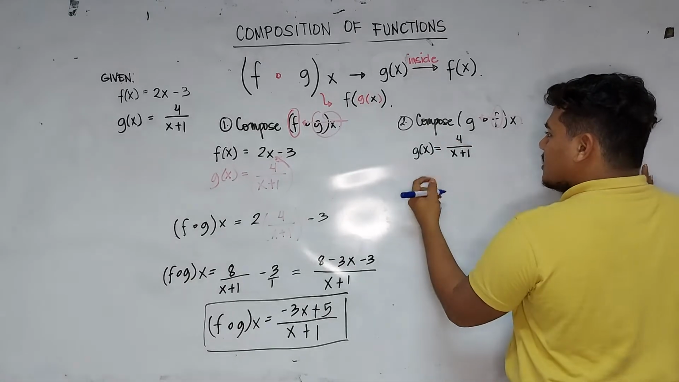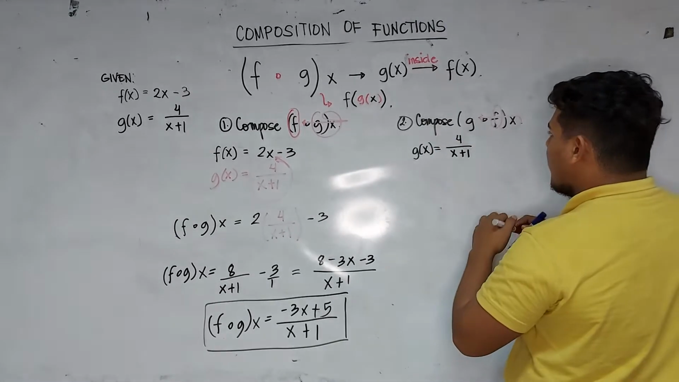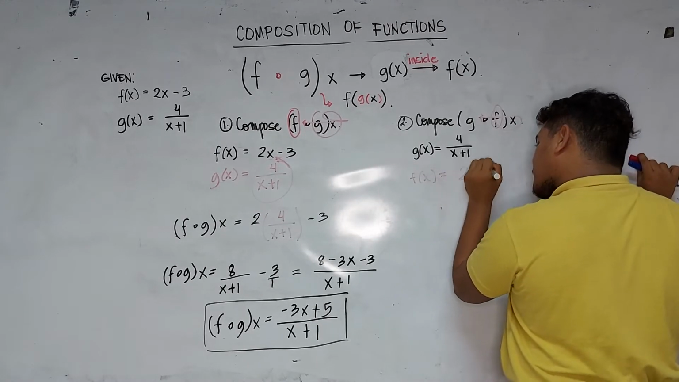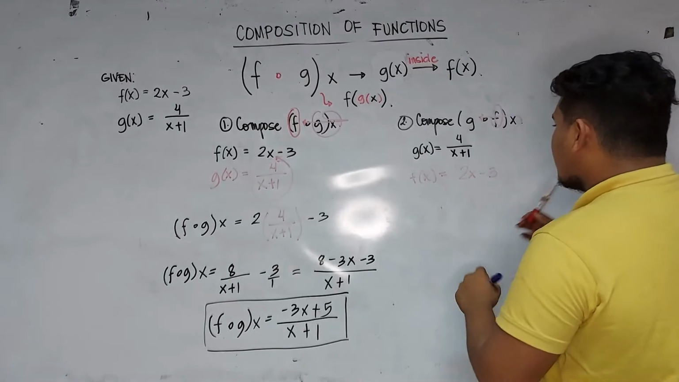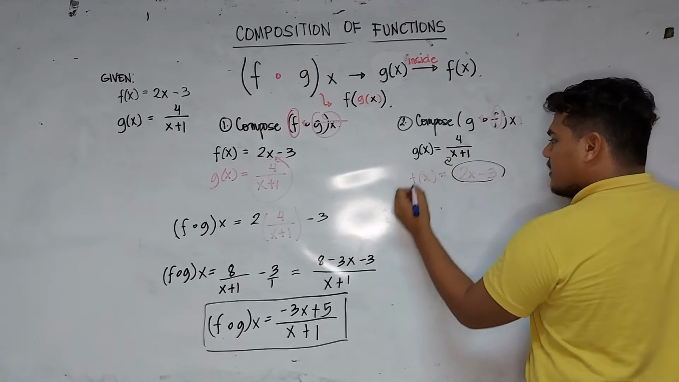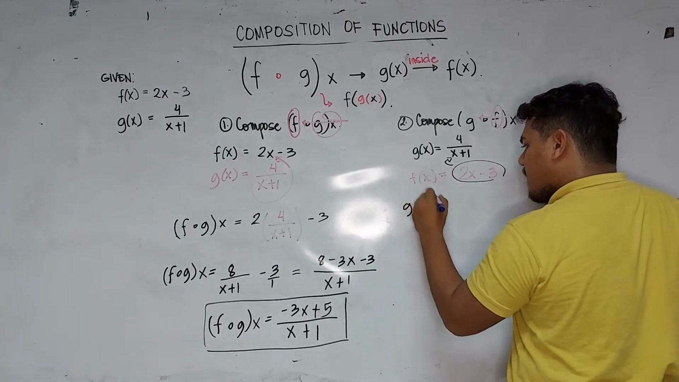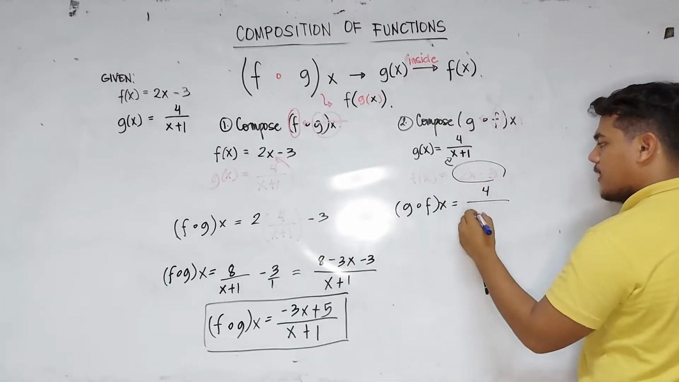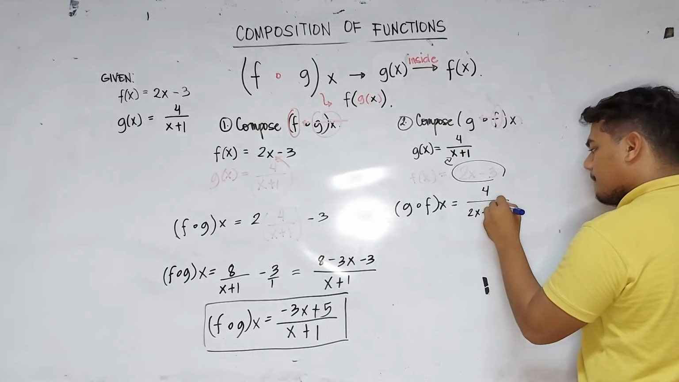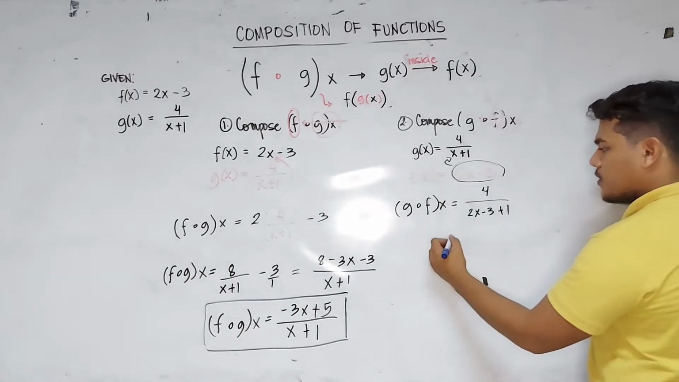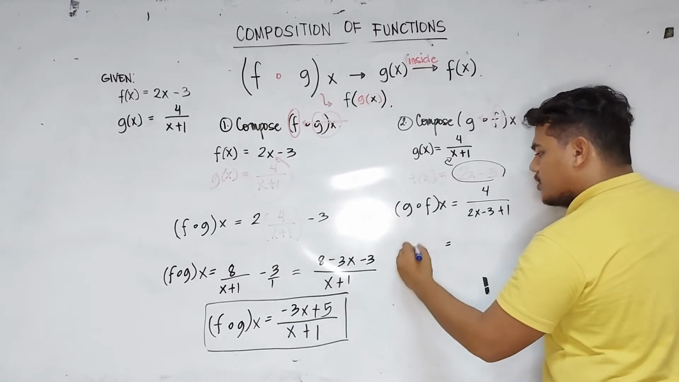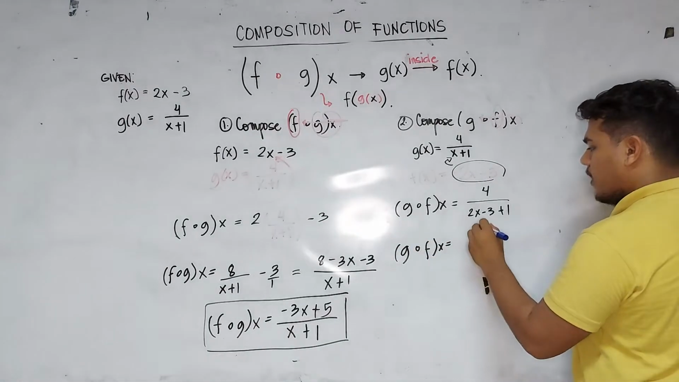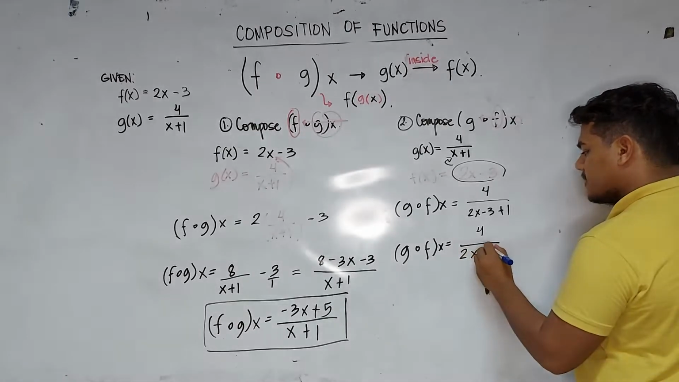What do you do next? What is the value of f? F of x is equal to 2x minus 3. So this 2x minus 3 will be placed inside. So this becomes g composed of f of x, which is 4 over, the x is replaced, 2x minus 3 plus 1, copy plus 1. What do you do next? Combine like terms. Therefore, our g composed of f of x is equal to 4 over 2x minus 2.